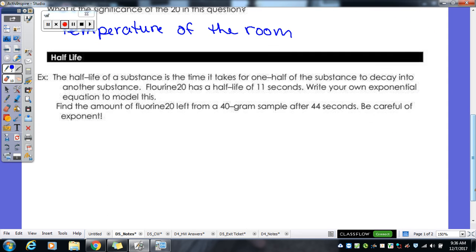All right. So going over half-life again. Half-life of a substance is the time it takes for 1/2 of the substance to decay into another substance. So fluorine 20 has a half-life of 11 seconds. So every 11 seconds, it's breaking down halfway. Write your exponential equation to model this. So our exponential equation to model this, I didn't really give us enough space there.